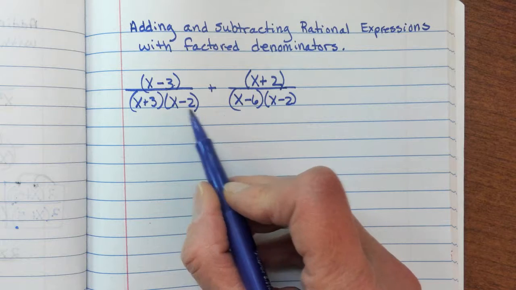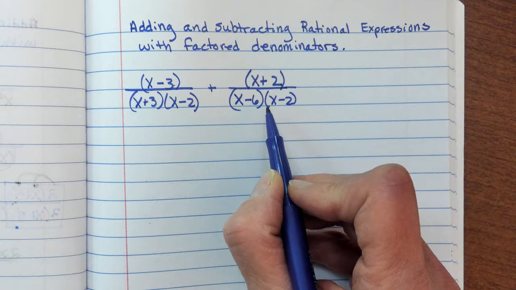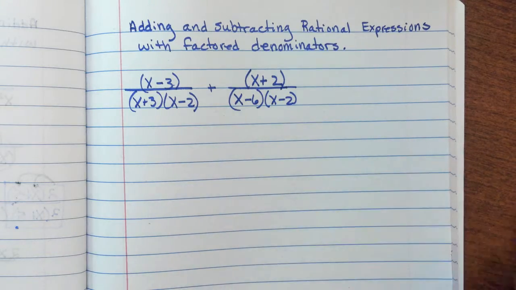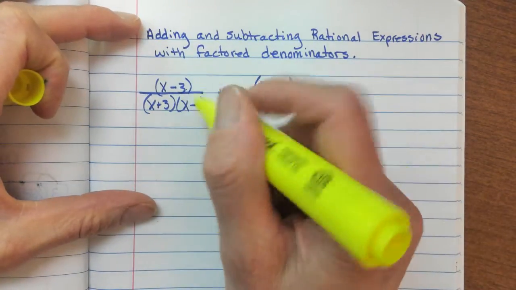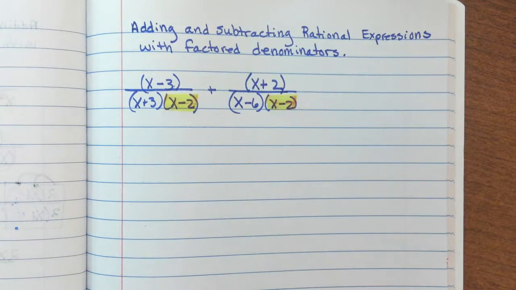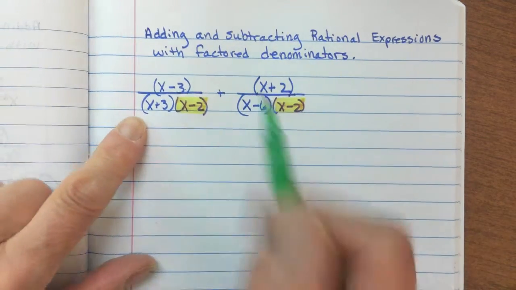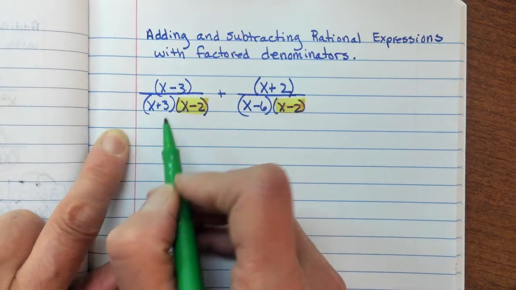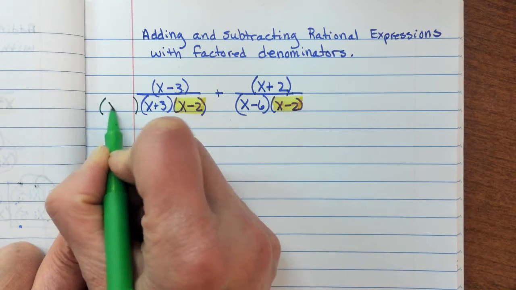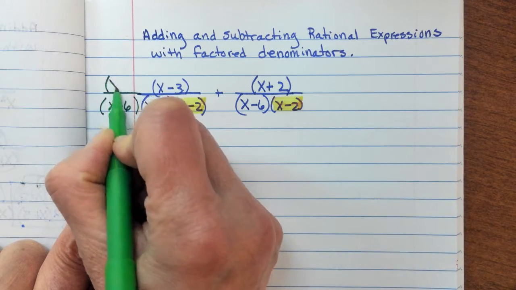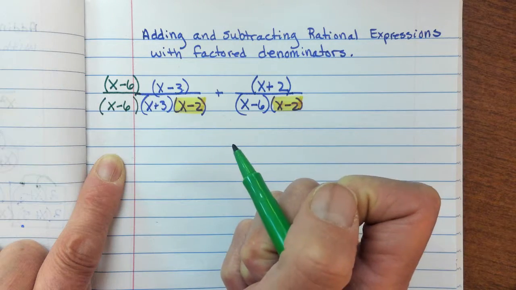So what we're going to look for is what do they have, what do they share, and what do they need, okay? When I'm looking right here, I see that they both already have this factor in the denominator, x minus 2. So they already share that. So what does this denominator need that this one has? Well, this one here does not have an x minus 6. So notice whatever we do in the denominator, we also have to do in the numerator.